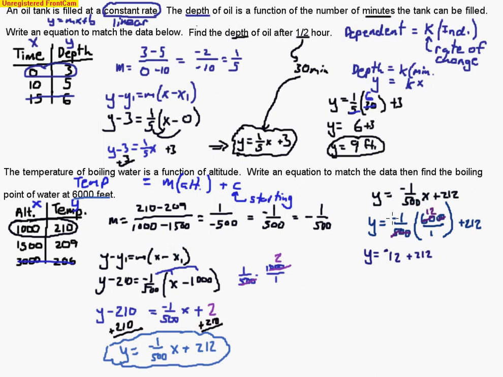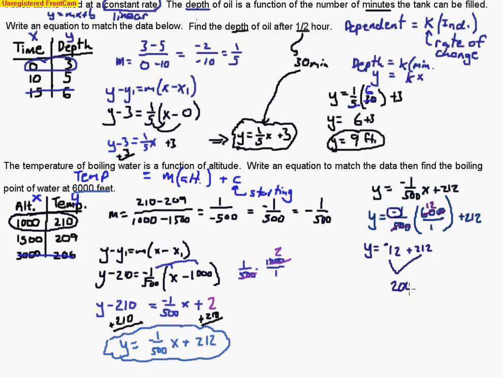Now why is it negative? Because we only have one negative. This is a positive number, so one negative makes a negative. And when we do that subtraction, we're left with 200. So 200 degrees Fahrenheit is the answer for this one.